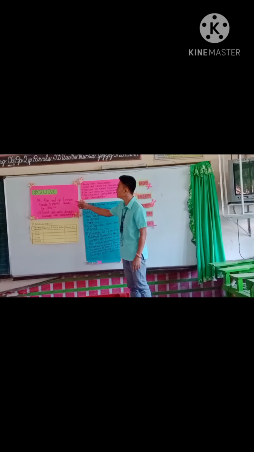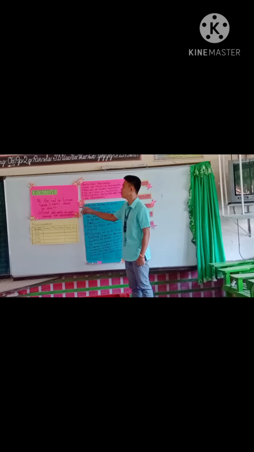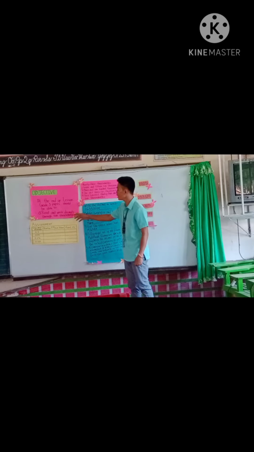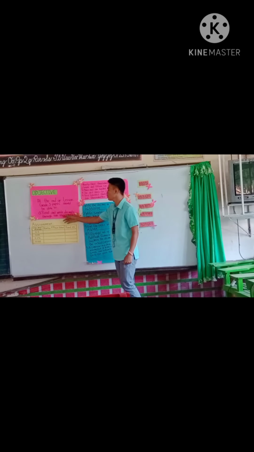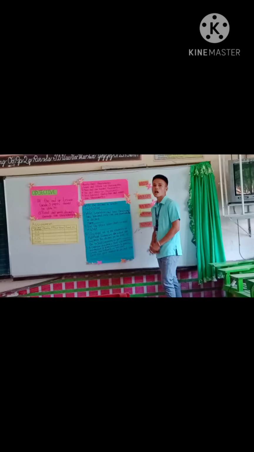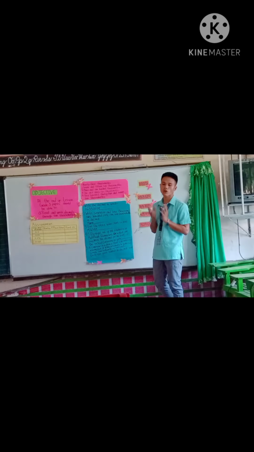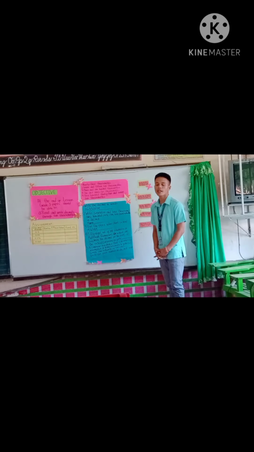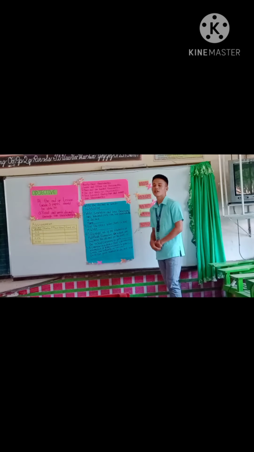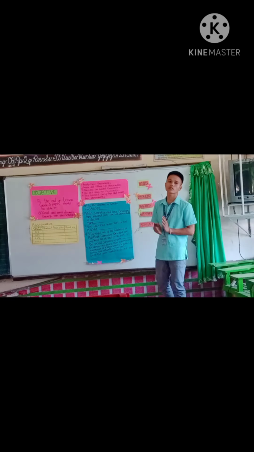Now, let me read to you the objective. At the end of the lesson, grade 5 pupils should be able to read and write decimals through 10,000ths. Okay, class? Our topic is all about reading and writing decimals. As you can see, class, I have here a short video presentation, and you're going to listen and copy it.